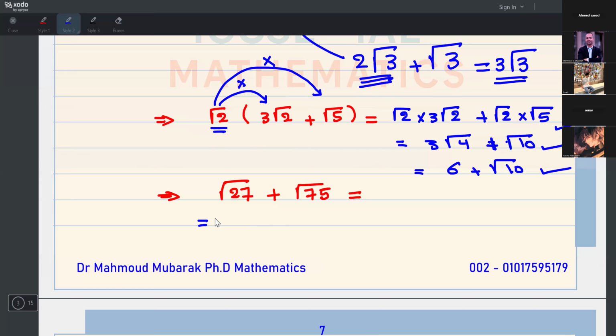Okay, Ahmad, root 27 and root 75. Are they like or not like surds? Not like. Okay, we can simplify each one. نقدر يا أولاد نعمل simplify لكل root. Okay, let's start with 27. Ahmad, how can we simplify this?